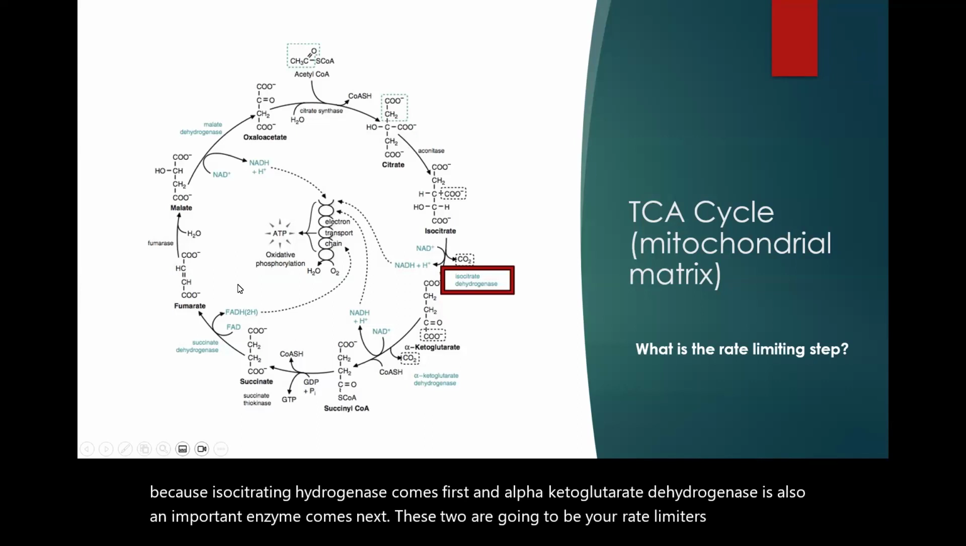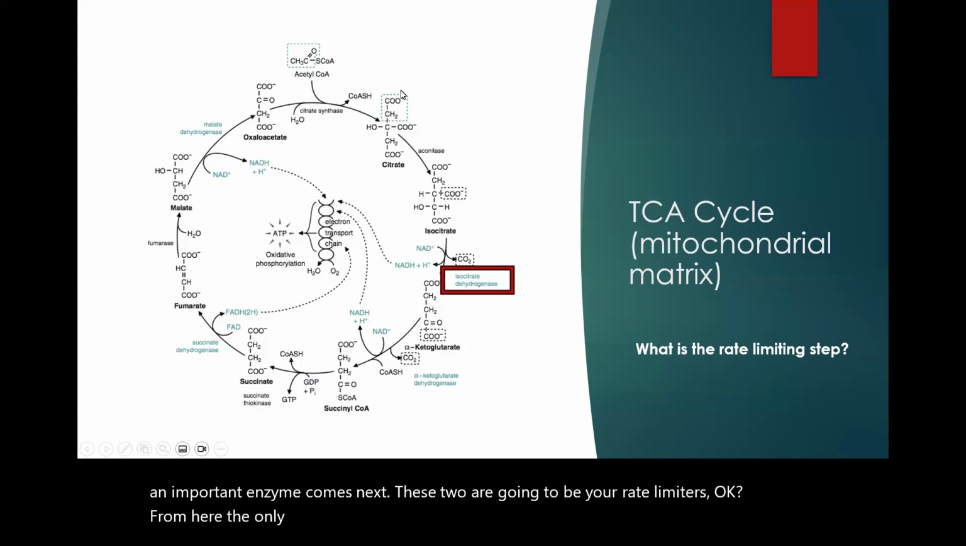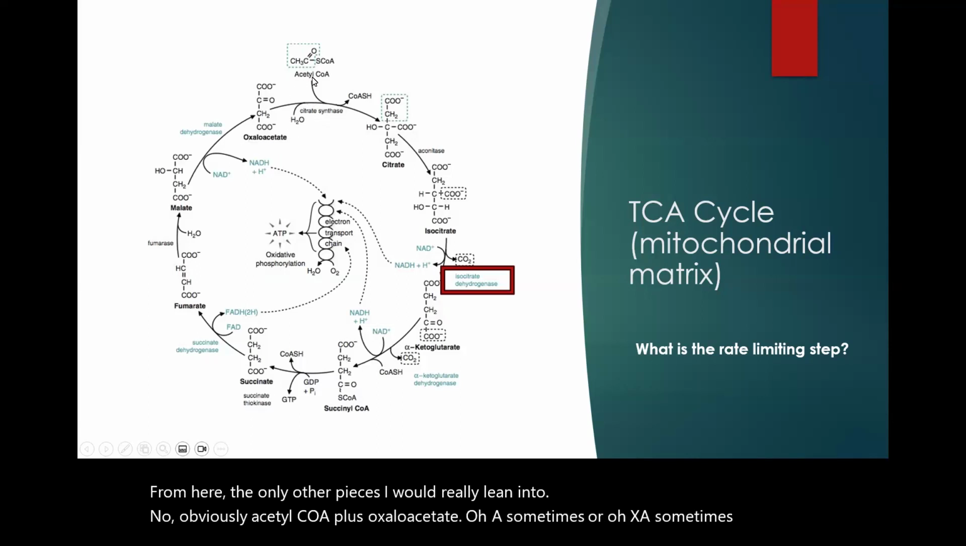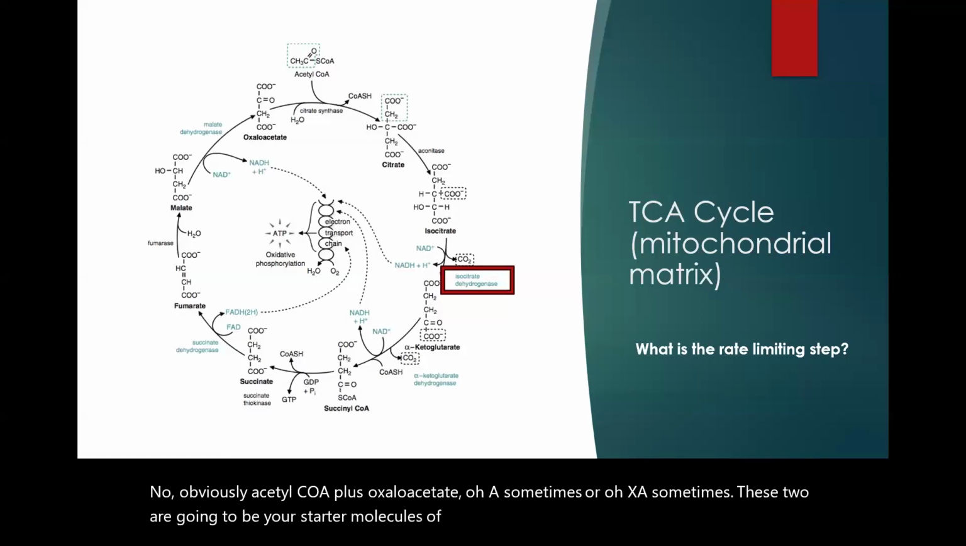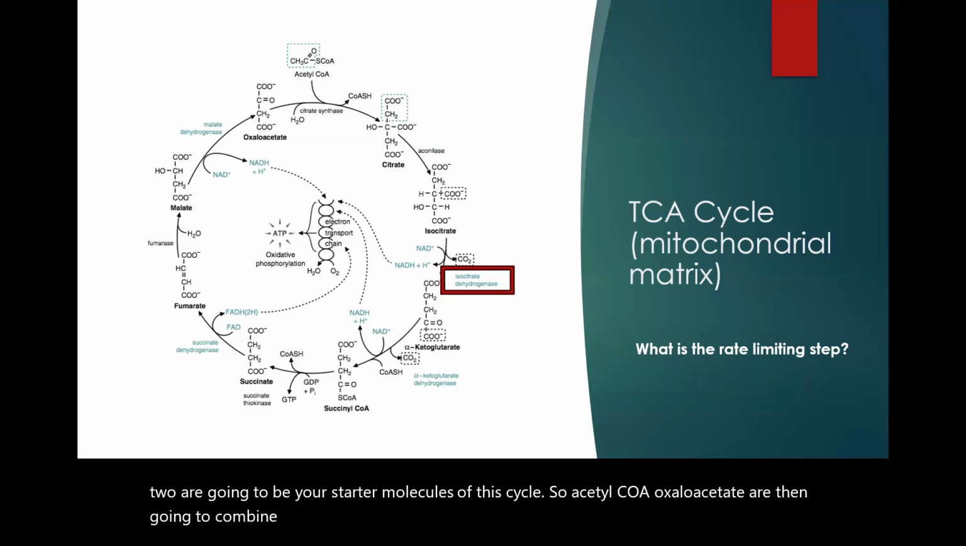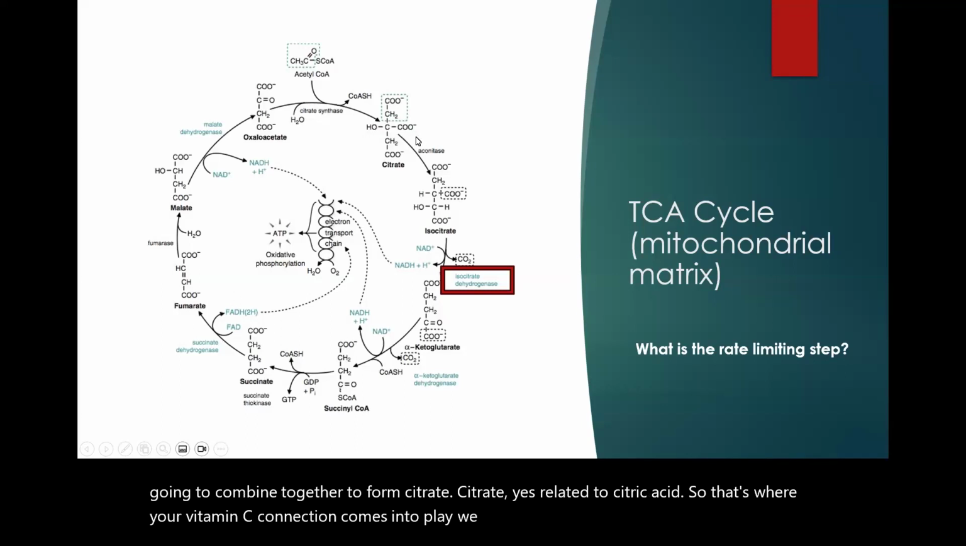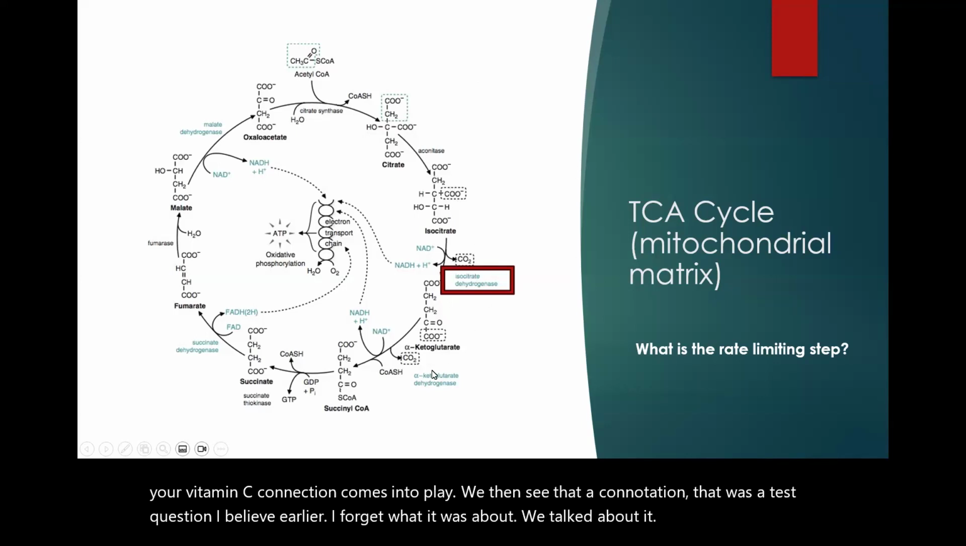Okay. From here, the only other pieces I would really lean into: acetyl-CoA plus oxaloacetate, OAA sometimes or OXA sometimes. These 2 are going to be your starter molecules of this cycle. So acetyl-CoA and oxaloacetate are going to combine together to form citrate. Citrate, yes, related to citric acid. So that's where your vitamin C connection comes into play. We then see aconitase, that was a test question earlier. And then from here, we have our 2 rate limiters.